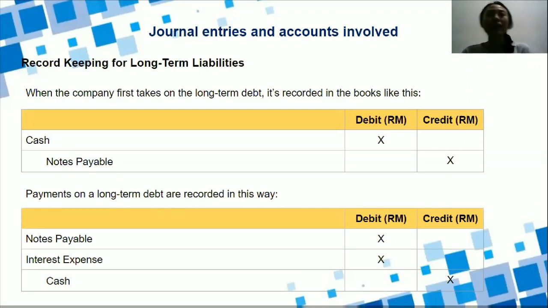After they have the money, then they need to pay off. They need to make payments. When they make the payments, they need to debit the notes payable and the interest expenses and credit the cash. Debiting notes payable indicates a reduction in notes payable, a reduction in liabilities, and an increase in expenses because we need to pay off interest, and we need to use money to pay off these two accounts.